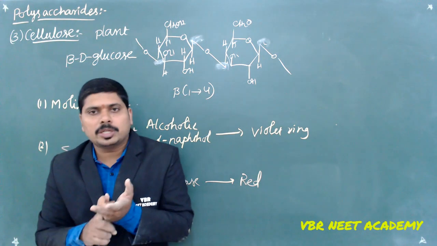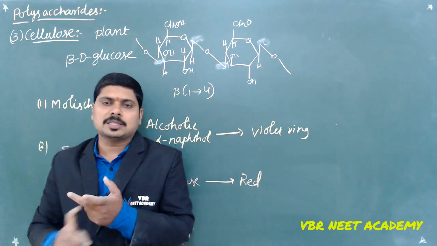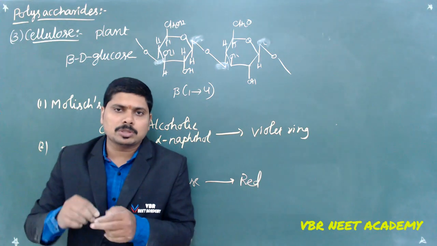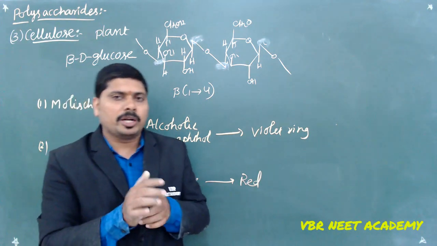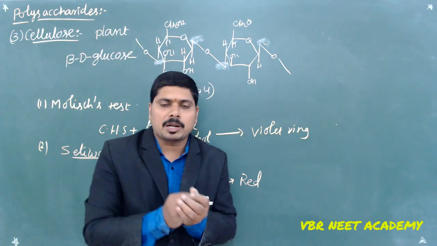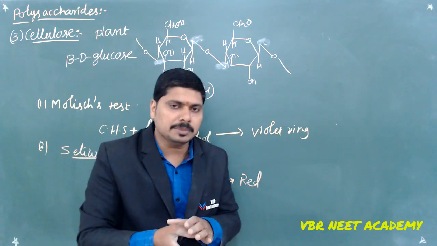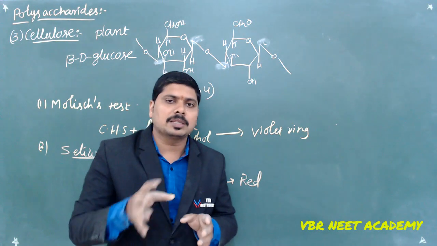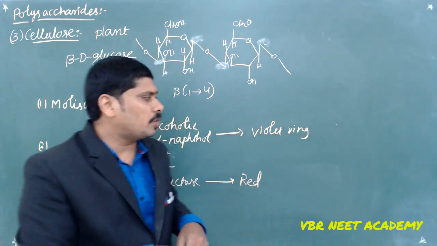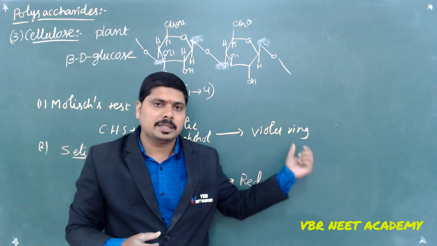Glucosazone gives needle shaped crystals, and if you take ribose, it gives long needle crystals. If you take sucrose, maltose or lactose, they give different shapes, such as sunflower and powder puff. So many shapes are there. Under the microscope we observe them and differentiate all these carbohydrates. And these are the laboratory tests for carbohydrates.